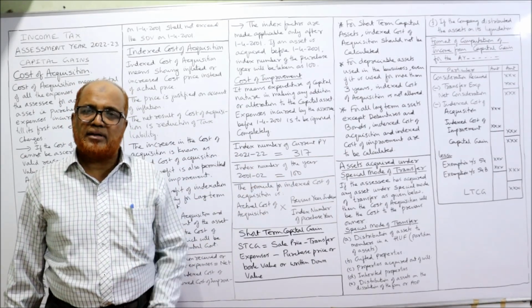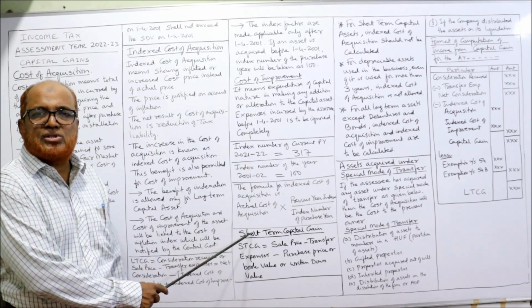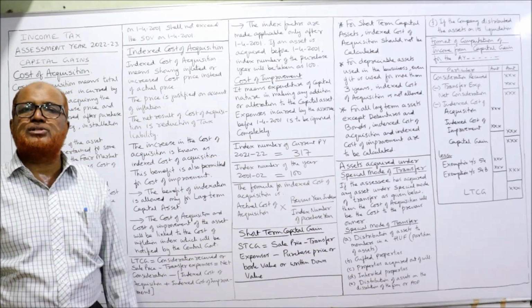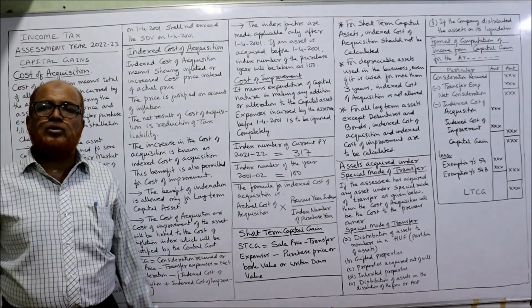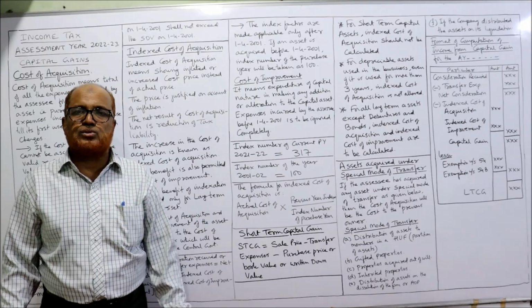Now the formula for indexed cost of acquisition is actual cost of acquisition into the previous year index number, divided by the index number of the purchase year. This formula we are going to apply in the coming problems to calculate the indexed cost of acquisition.